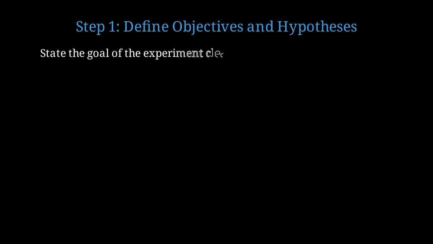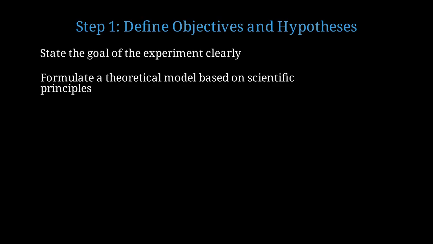The first step in any data fitting process is to clearly define your objectives and formulate a testable hypothesis. You need to clearly state what you're trying to investigate. What relationship are you exploring? Formulate a theoretical model that you expect to describe the relationship between your variables. This should be based on existing scientific theory.